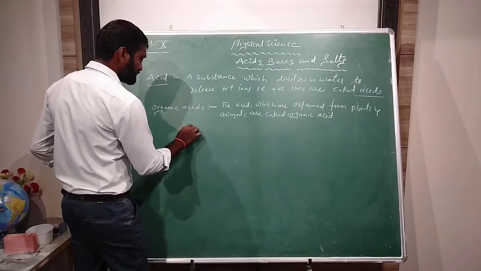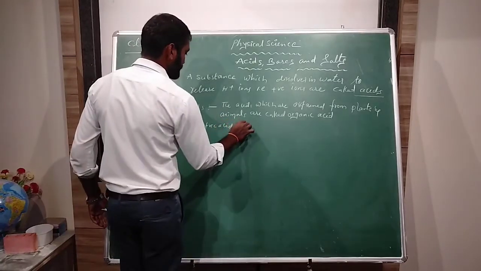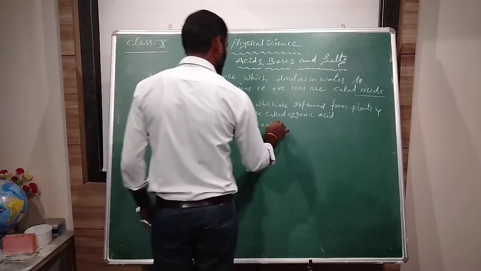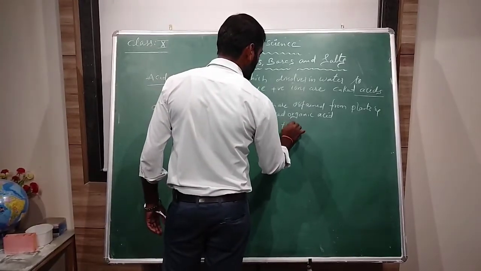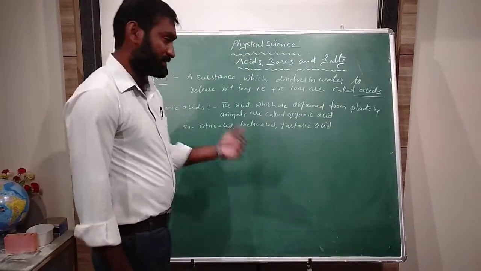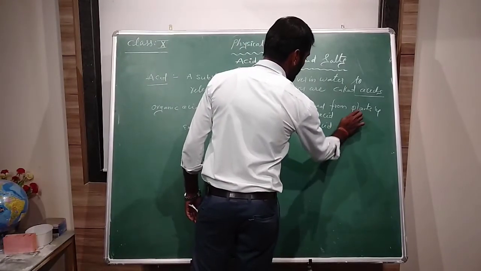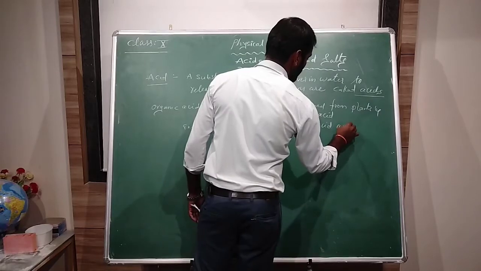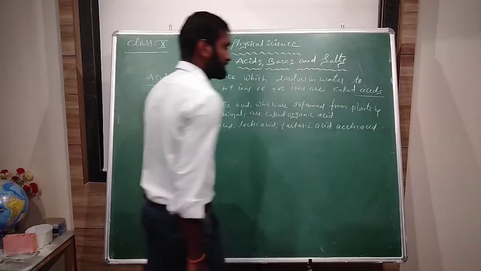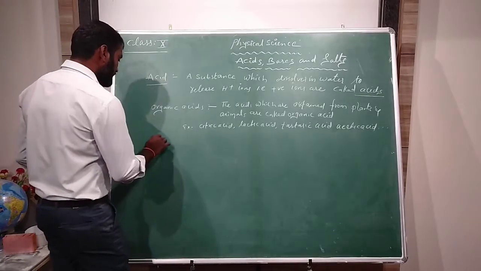So examples: citric acid, lactic acid, tartaric acid, oxalic, acetic acid, etc. So many acids are present in our surroundings in fruits and vegetables. Okay, so next, inorganic acids.